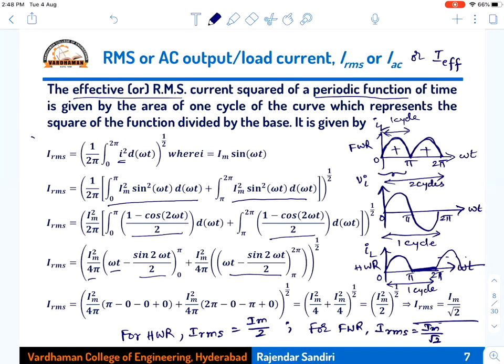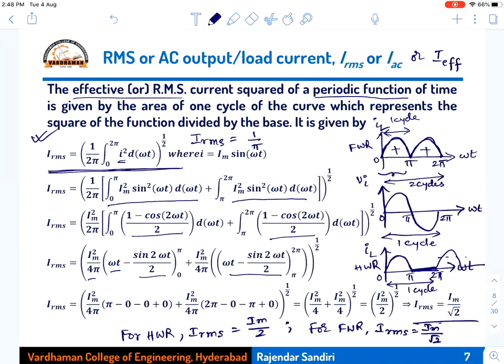So this is one method of calculating for the entire 0 to 2 pi. If you want, you can even repeat the same derivation, you will get the same answer. We can even do it for only the first cycle. The first cycle is from 0 to pi. So instead of writing this as a formula, we can even write it as IRMS is equal to 1 by pi. That means I'll take only from 0 to pi. The same shape is repeated from pi to 2 pi also.